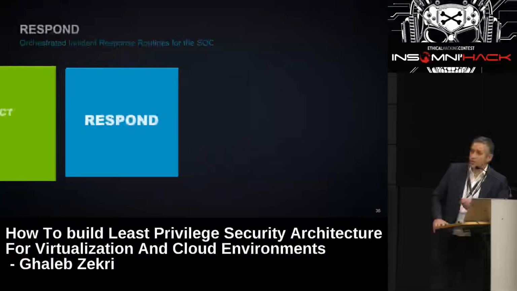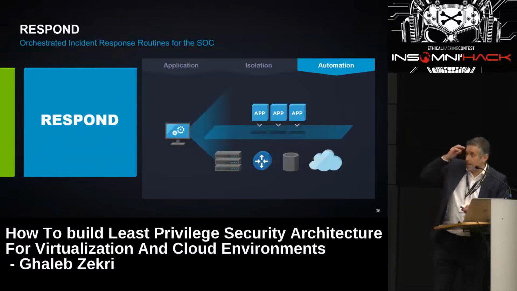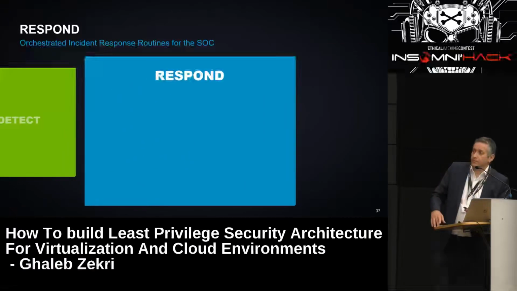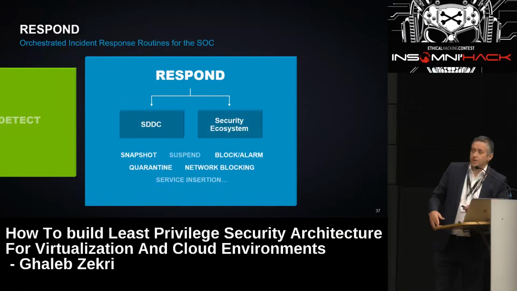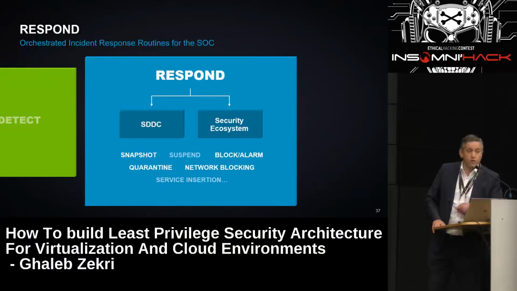But what kind of action can I take? It's mainly manual or automated actions, and it could be integrated on the hypervisor, like snapshotting the VM, blocking the outbound connections or inbound connections, and alarms. And I can integrate with NSX, so from the microsegmentation perspective, I can quarantine the workloads because something is going wrong with this application.